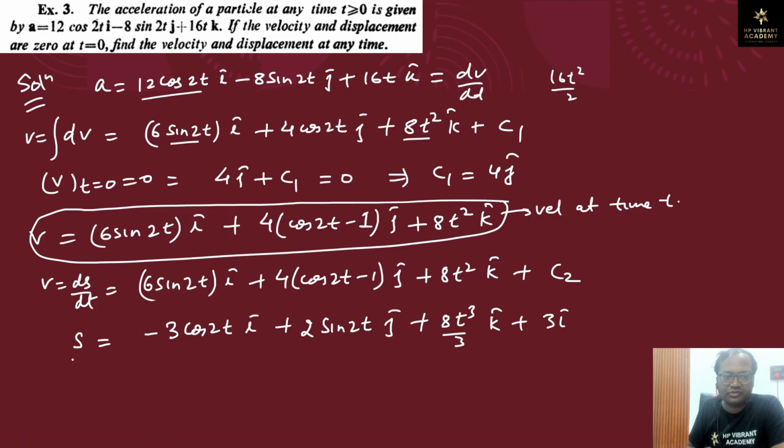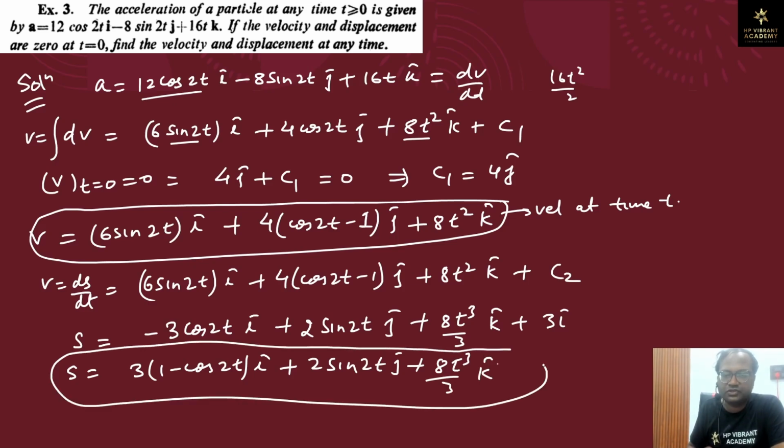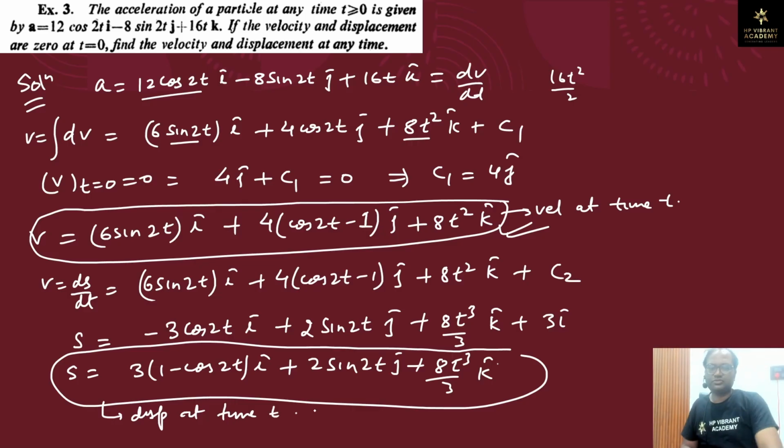So we have S is equal to 3(1 minus cos 2t) i cap plus 2 sin 2t j cap plus 8t cube upon 3 j cap. Okay, so this is the displacement. So this is the velocity at time t and this is the displacement at time t. Okay. Let us discuss question number 4.